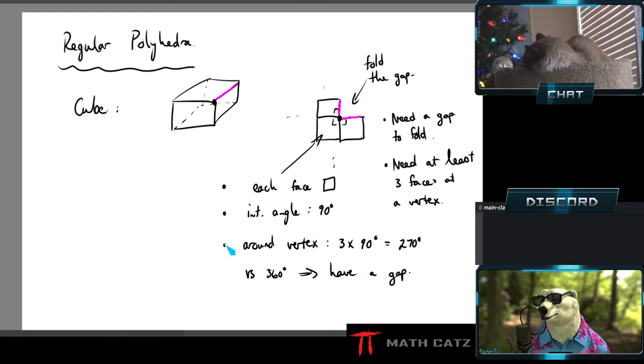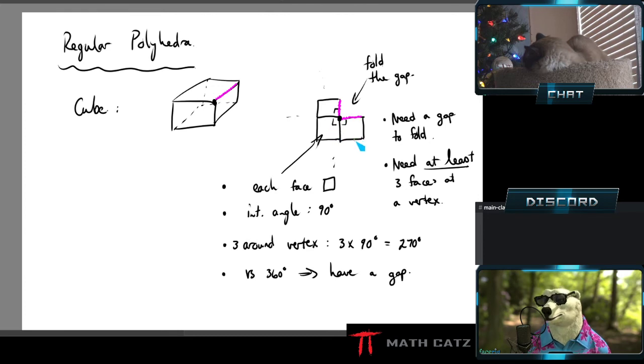Which means if I have three of them around a vertex, let's say here three around a vertex, I am using, of the available 360 degrees, 270, so I have a gap. So I can use these points to try and discover other possibilities. Again, I'm trying to go slow enough so that we can keep up and understand what is happening. So obviously, though, I just need at least three faces at a vertex.